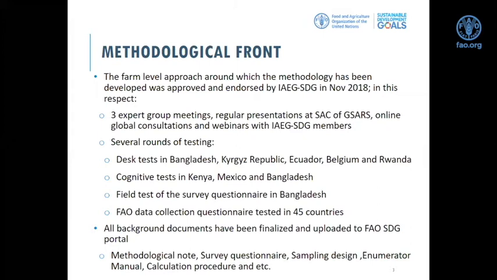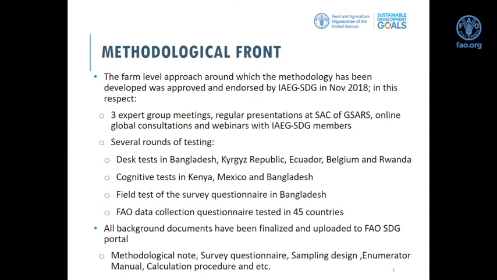We carried out regular presentations at the Scientific Advisory Committee of the Global Strategy to Improve Agriculture and Rural Statistics. We conducted an online global consultation: when the methodology was stable enough, we shared it with the national statistical offices of all member states, and we invited their comments on the framework. We incorporated and took into account all their feedback. And then we conducted two or three webinars with the IAEG-SDG members to further refine the methodology.